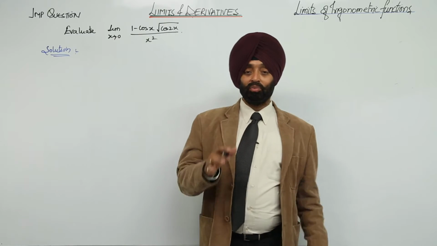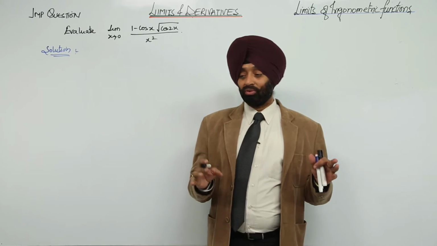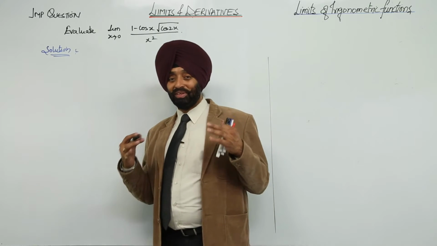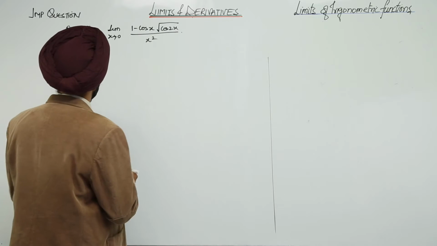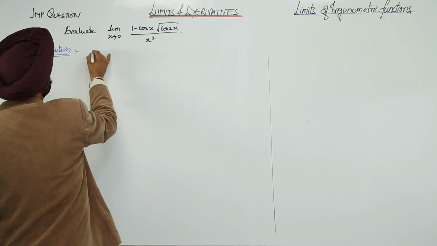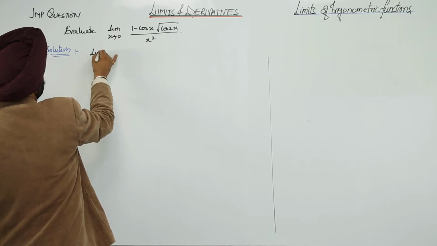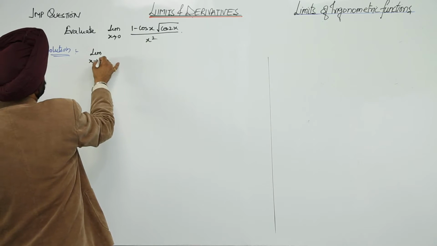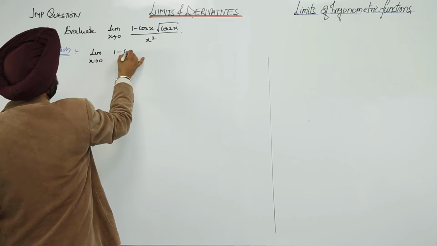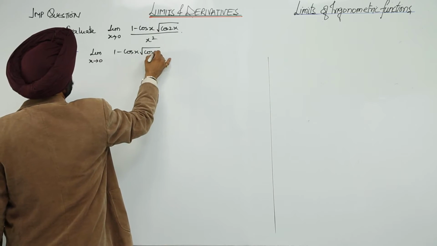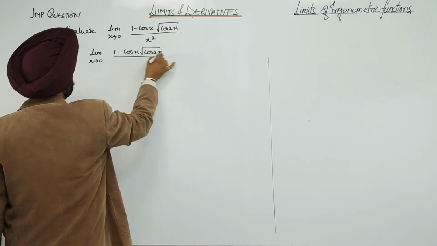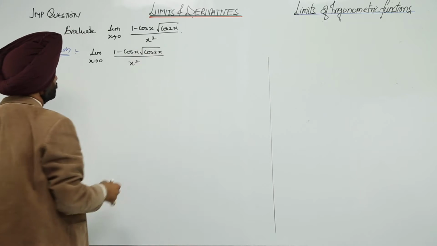Now, a very important question from the examination point of view, and a basic thing for learning also, a very good question. Okay. Now, the question is: limit x approaches to 0, (1 minus cos x square root of cos 2x) upon x square.